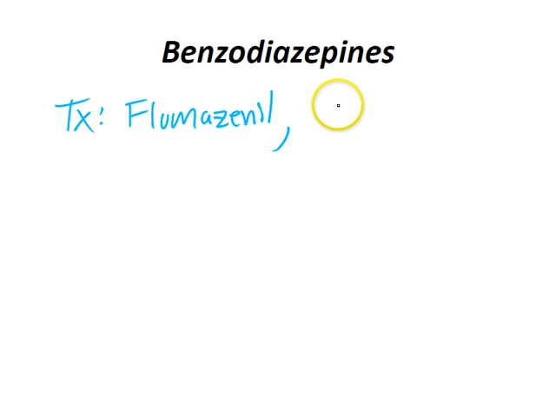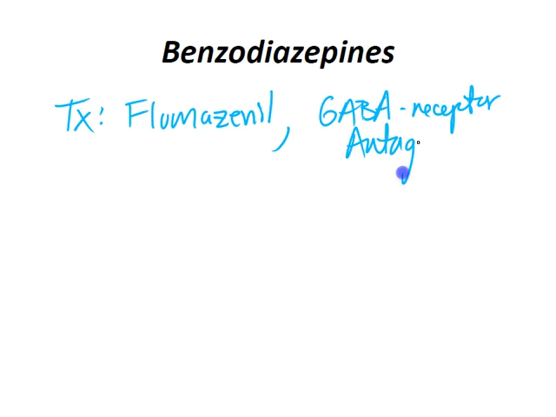These target the GABA A receptor, which increases the frequency of the chloride channel opening, causing postsynaptic hyperpolarization and inhibiting action potential generation. Some symptoms are going to be excessive amounts of cardiac depression, drowsiness, apnea. So what is the antidote for benzodiazepine overdose? It's flumazenil, which is a GABA receptor antagonist.